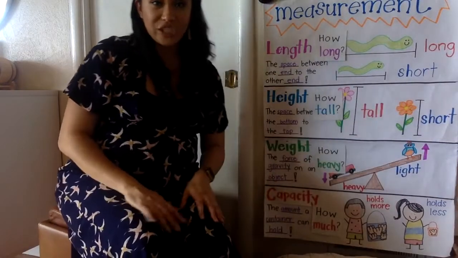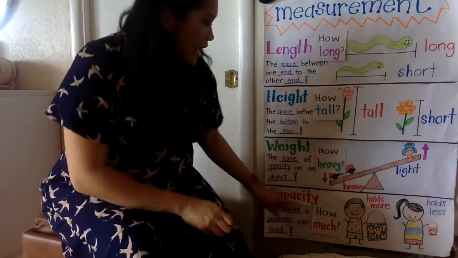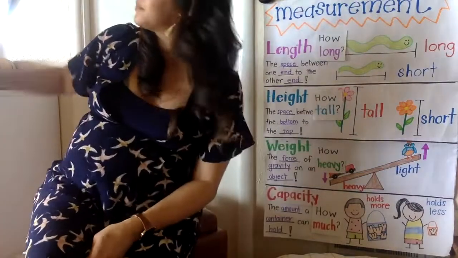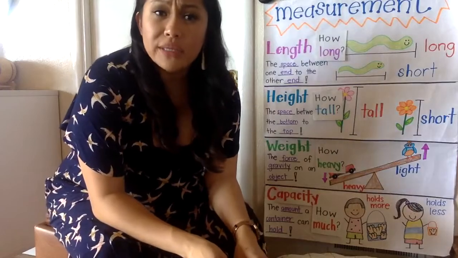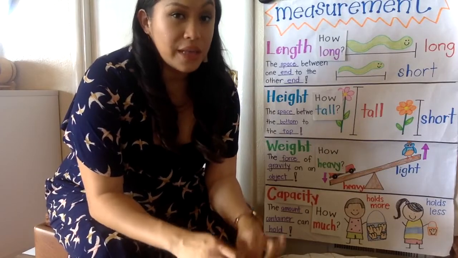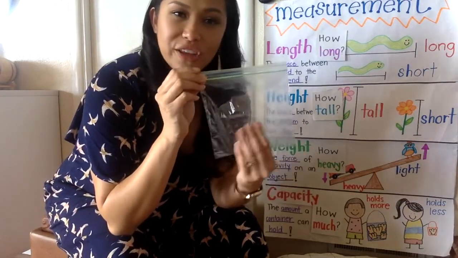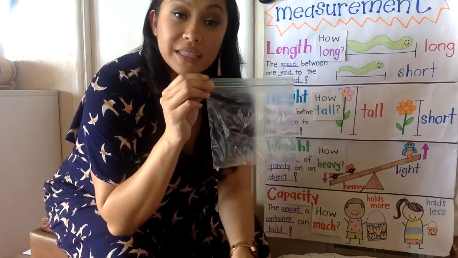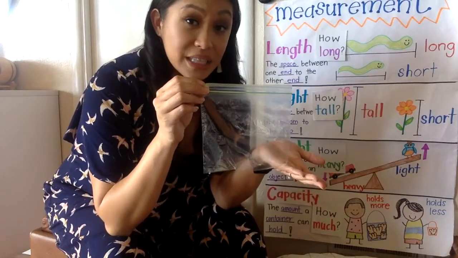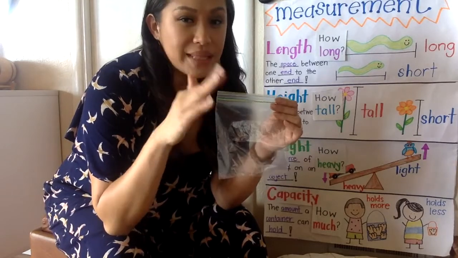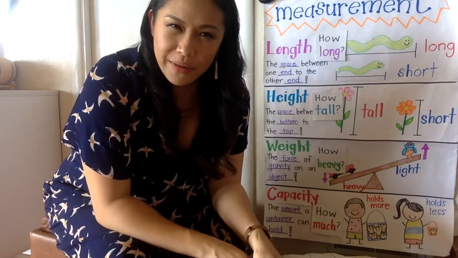And the last challenge is for what? What do you guys think? Yeah, I heard it. Capacity. Can everyone say capacity? And for capacity, I found something kind of interesting. A lot of you have been using cups and bowls, but I know that most of you have a Ziploc bag. And this is just a regular sandwich Ziploc bag. So I want to see if you can find two things that hold less than this sandwich bag and two things that hold more than this sandwich bag. Okay? You guys remember those challenges?